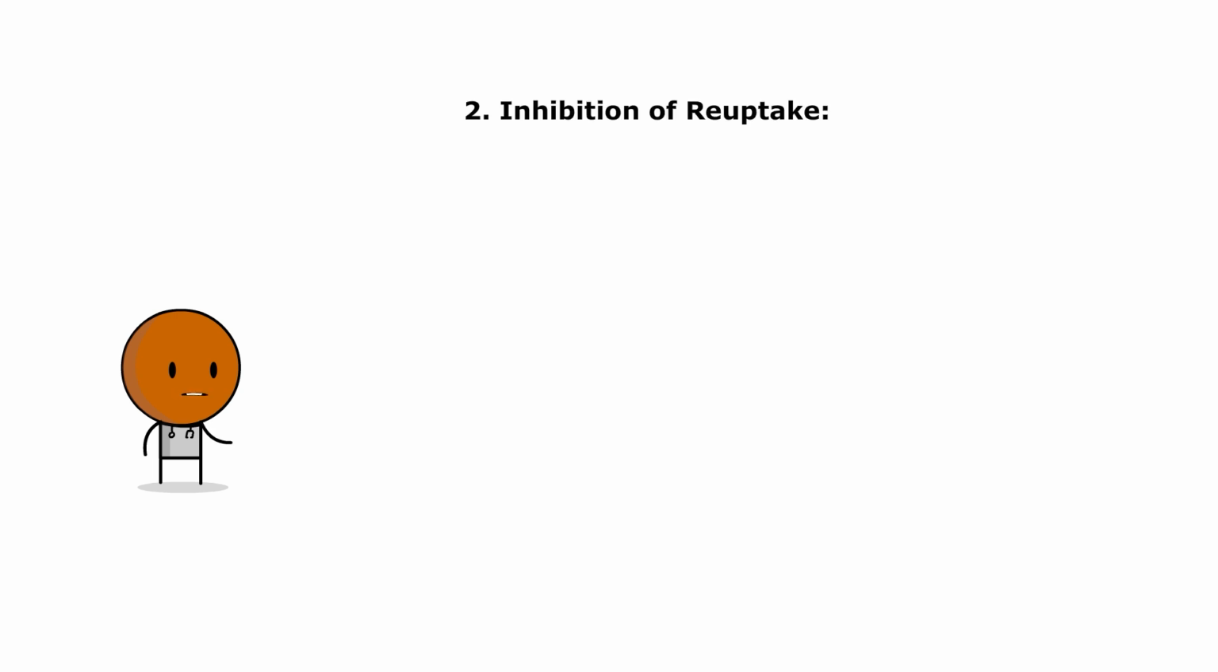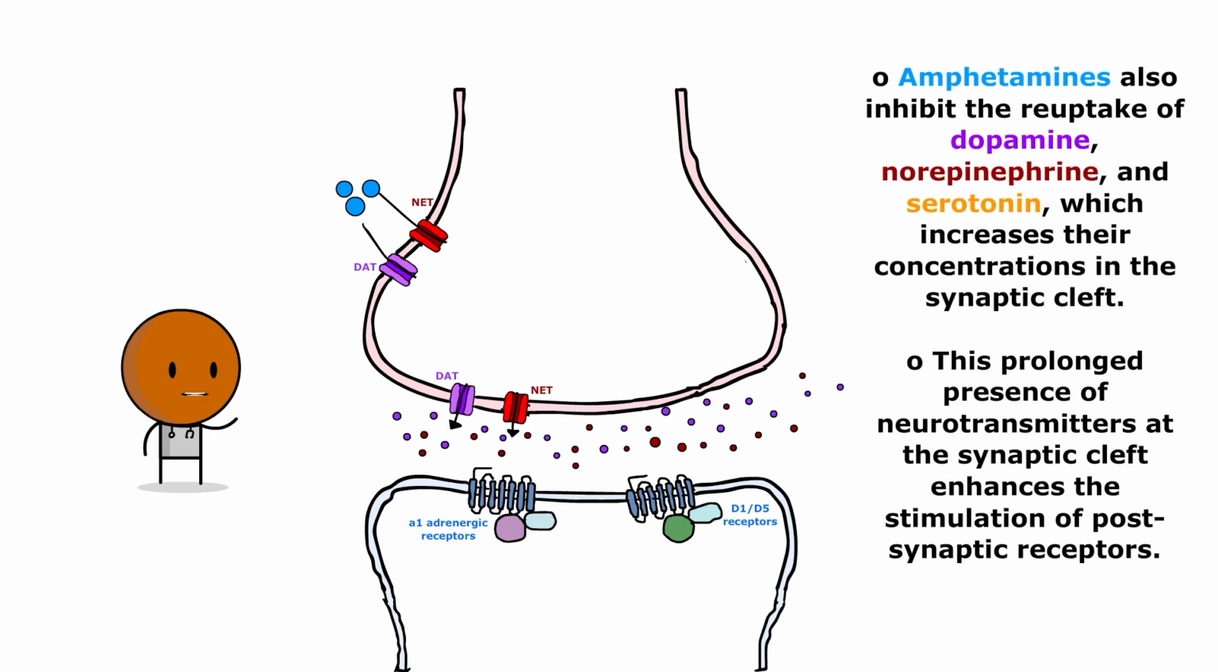Inhibition of reuptake. Amphetamines also inhibit the reuptake of dopamine, norepinephrine, and serotonin, which increases their concentrations in the synaptic cleft. This prolonged presence of neurotransmitters at the synaptic cleft enhances the stimulation of postsynaptic receptors.